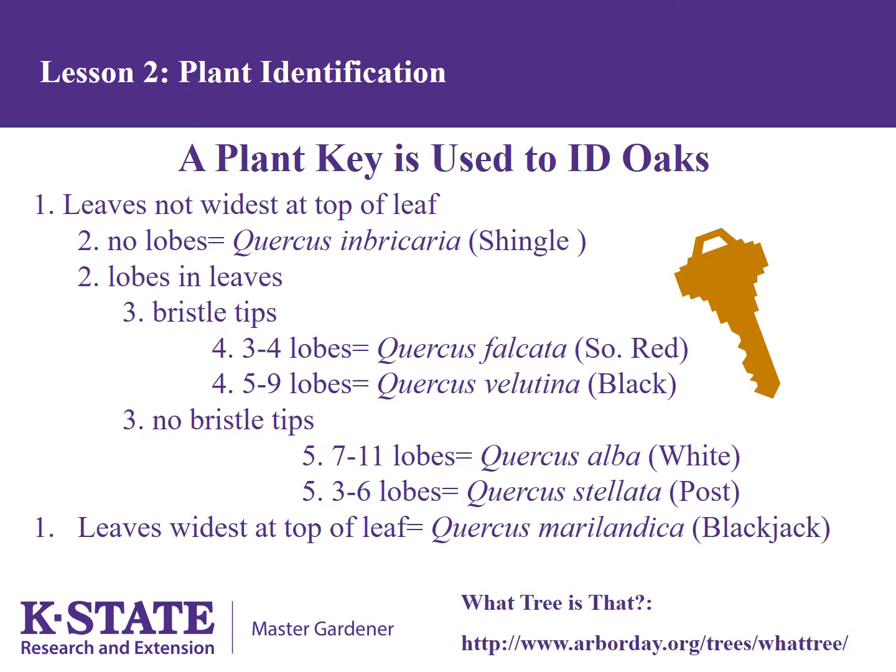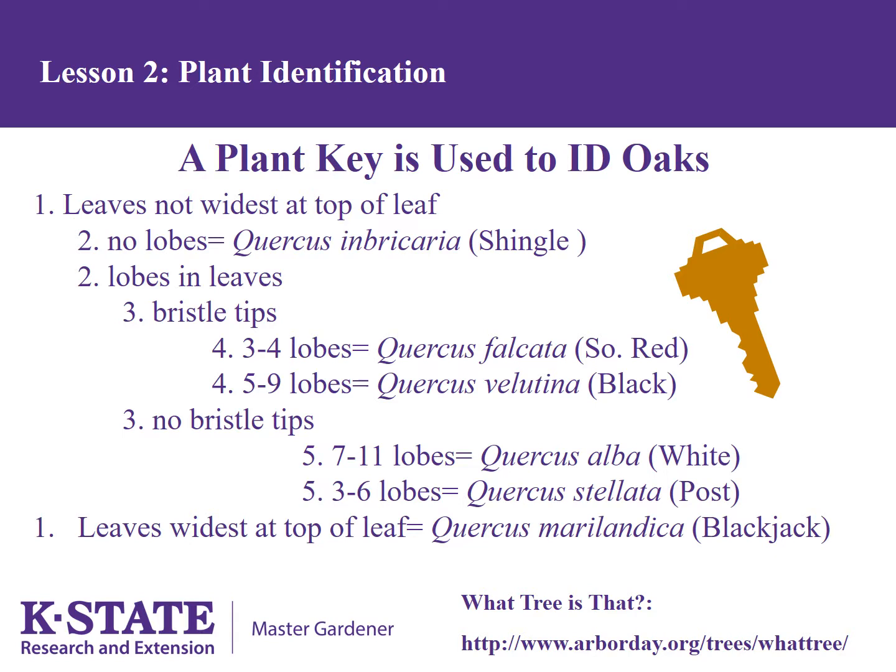So we have a portion of a dichotomous key in this slide. This one is just for oaks. It is simplified so that you can see how the key works. The characteristic we look at first is the leaf shape, specifically where the leaf is widest.